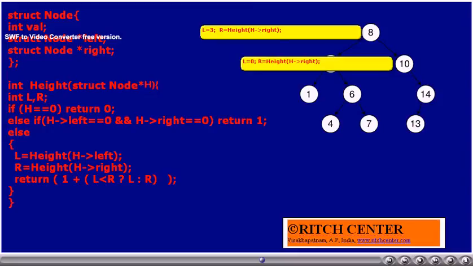Already we understood that for this node 10, there is no left subtree, its height is 0. Now we have to find out the right subtree height. Thus, the statement R is equal to height h arrow right will be executed. That is, we will be sending the address of the right subtree of the node 10, that is the address of the node whose value is 14, to the function height, which makes the recursive traversal of its right subtree.